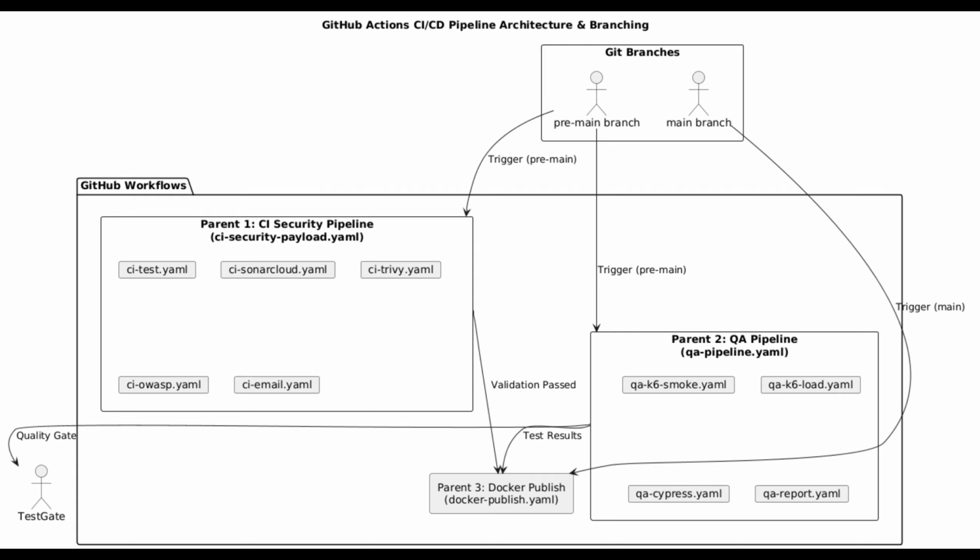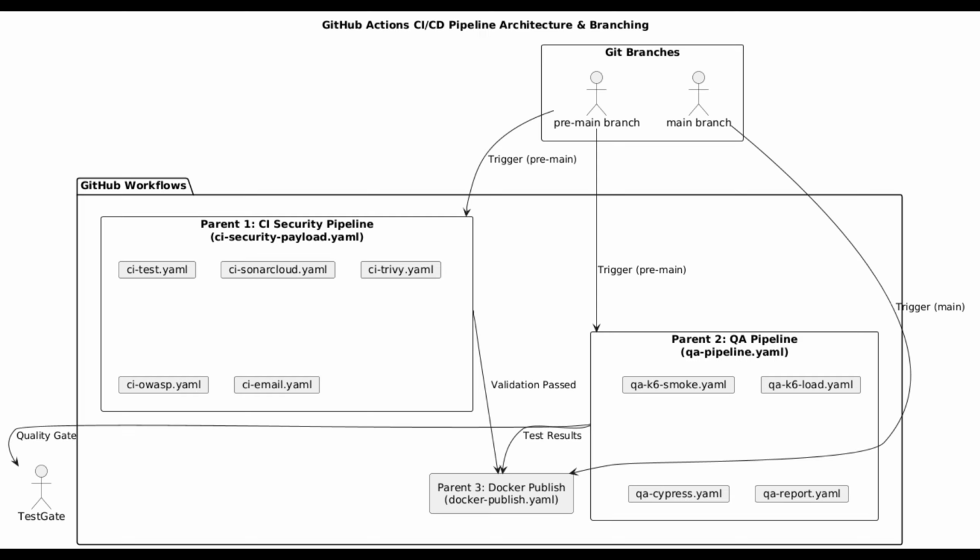You can understand the architecture. It shows the pre-main branch and the main branch. When the pre-main branch is triggered, it triggers parent 1, that is the CI security pipeline, and parent 2, that is the QA pipeline. So both are triggered at the same time. The parent pipeline, CI security payload YAML, uses these child pipelines: CI test, CI SonarCloud, CI Trivy YAML, CI OWASP, and CI email. Instead of creating a single YAML with all of these in it, I created separate YAMLs for each stage in the dominoes.